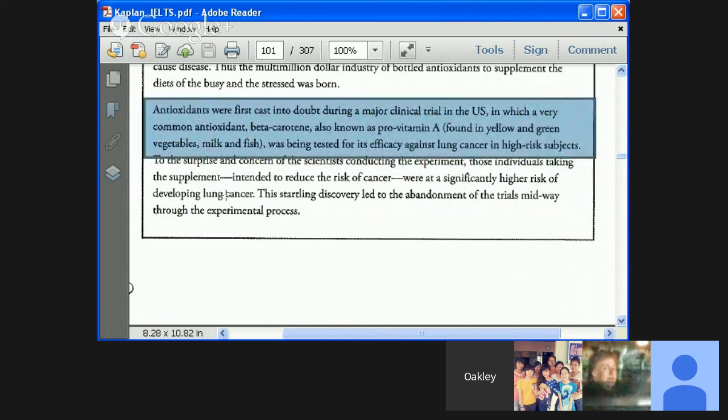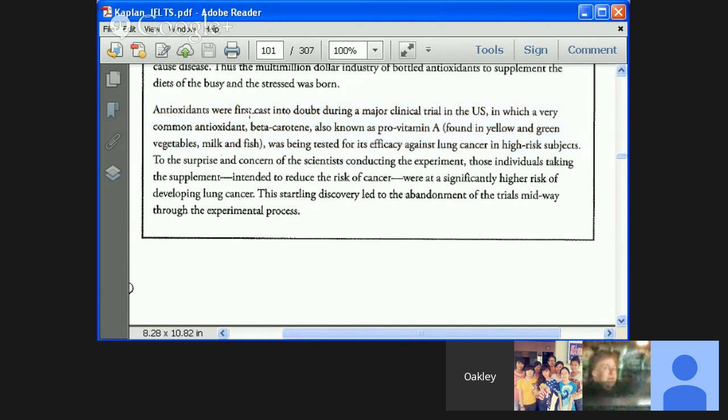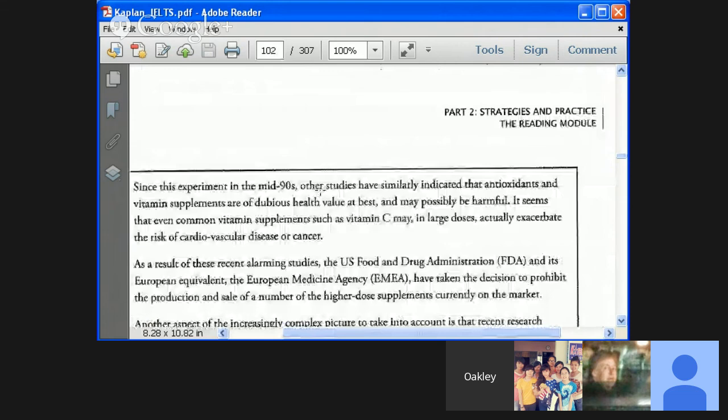Okay, what do you think the author's main point is here? Testing, a test of common antioxidants. Okay, the testing. Yes, it's about testing antioxidants. You're right. And then, due to their concern, it can increase the risk of lung cancer. Okay, so they abandoned the trials. So what do you think his main point is? All right.